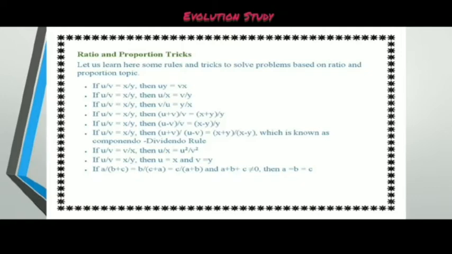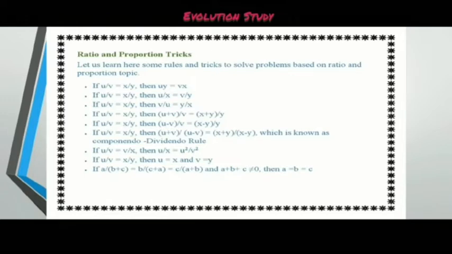What can be the ratio and proportion tricks? Let us learn here some rules and tricks to solve problems based on the ratio and proportion topic. If u by v is equal to x by y, then uy is equal to vx. Or if u by v is equal to x by y, then it can also be u by x is equal to v by y. If u by v is equal to x by y, then v by u is equal to y by x. If u by v is equal to x by y, then (u plus v) divided by v is equal to (x plus y) divided by y.